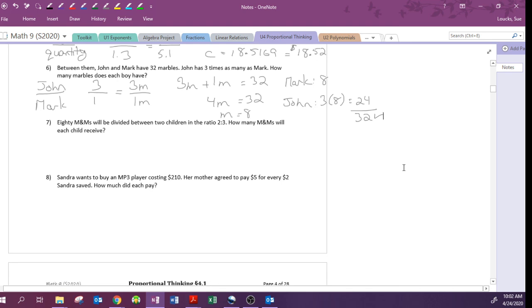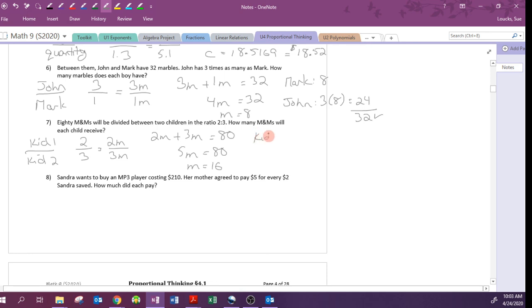Okay, I'm going to solve these 2 in the same way. So I've got kid 1 and kid 2. And kid 1, lucky duck, gets 2 M&Ms for every 3 that the other kid gets. And this is going to be 2M and 3M, where M is some number. I don't know what it is yet. But I do know that 2M plus 3M is going to be 80, because that's how many M&Ms I have total. 5M equals 80. M equals 16.